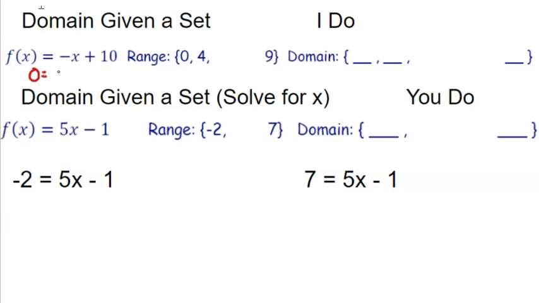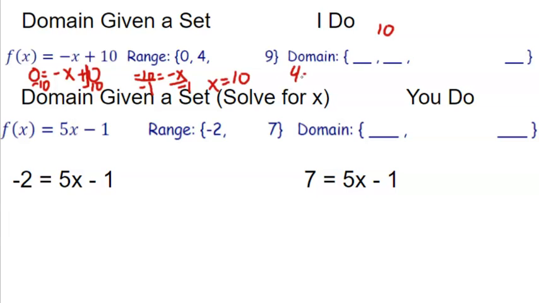So when it's 0 equals negative x plus 10, we're going to subtract 10 and divide by negative 1. So x would equal 10 here. So 10 would be one of the numbers. We do want to have the numbers in order from least to greatest when we write our set. So let's order them at the end.